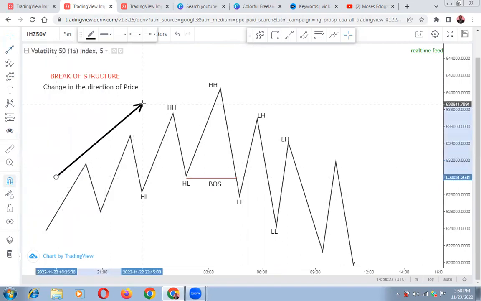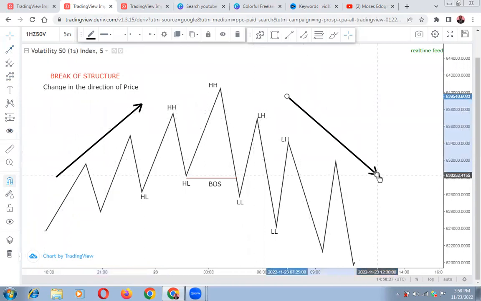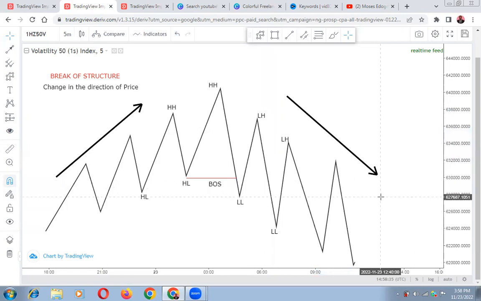This was a bullish trend, and price comes now into a bearish trend. Okay, this is what we call a break of structure.